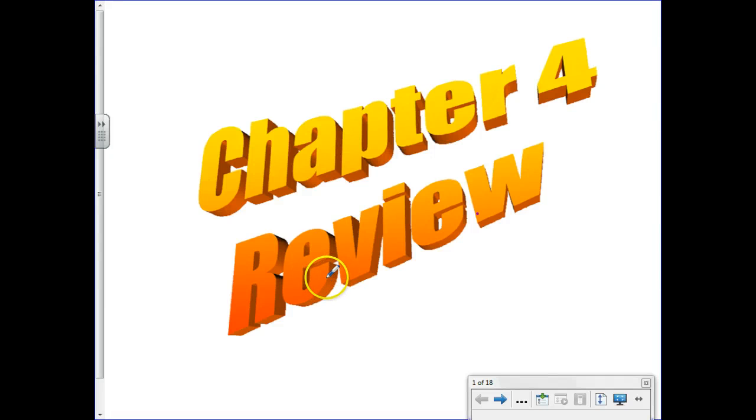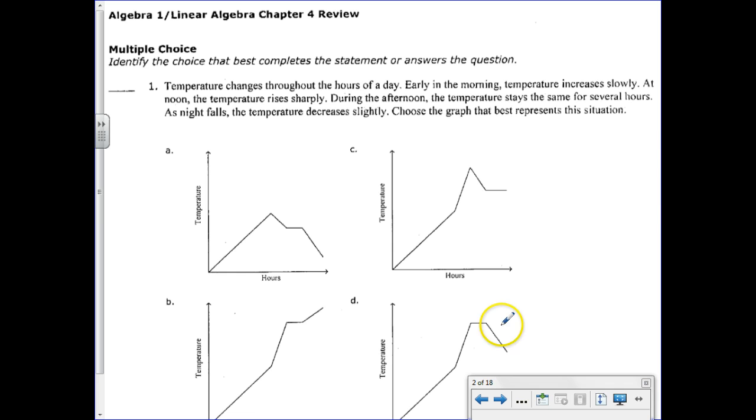All right, algebra kiddos, here we go. Going through the chapter 4 review, all about functions and the vertical line test and all kinds of great stuff here. So I know that this review sheet looks long, but that's just because so many of the questions, especially in the multiple choice area, have so many options and the graphs take up a lot of room. So let's start with number 1.